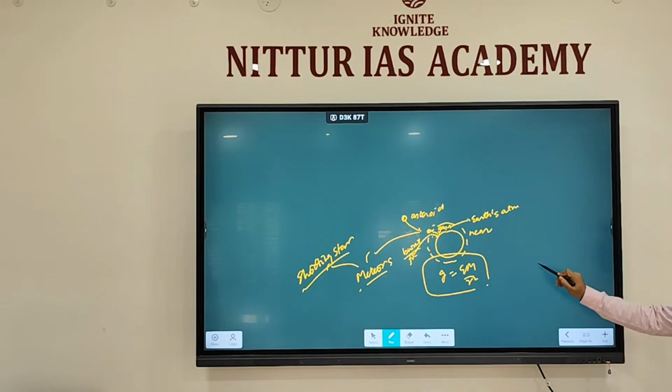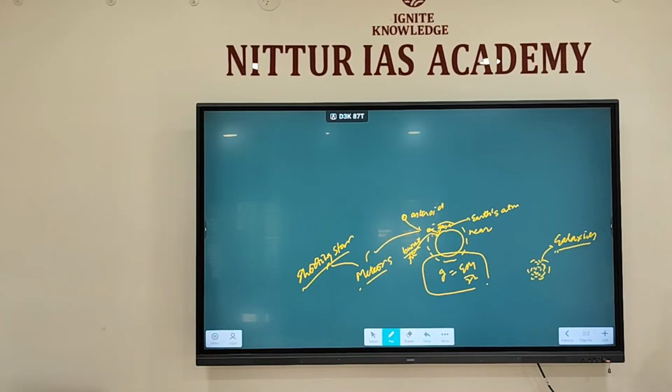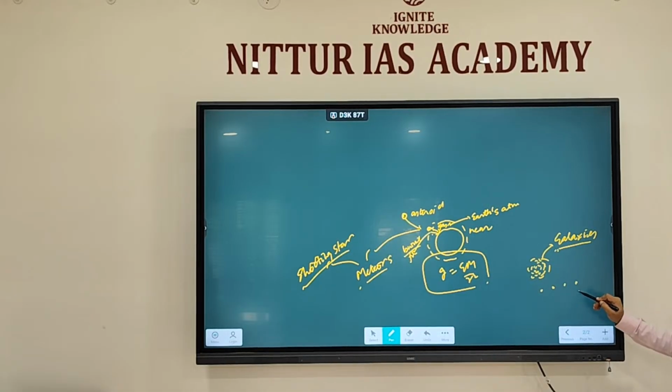Clear? Now when many stars come together, what will happen? Millions of stars, billions of stars come together, then they form what we call galaxies. Clear? Let's say stars are arranged in a certain pattern, like this. If the stars are arranged in a certain pattern, then they are called a constellation.